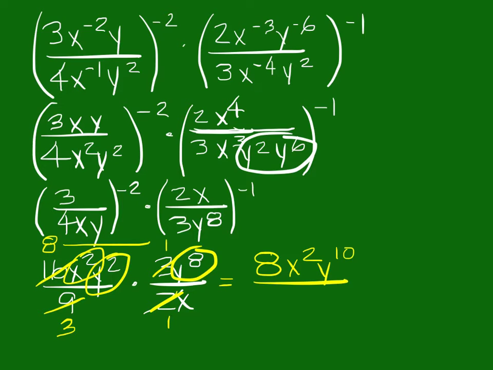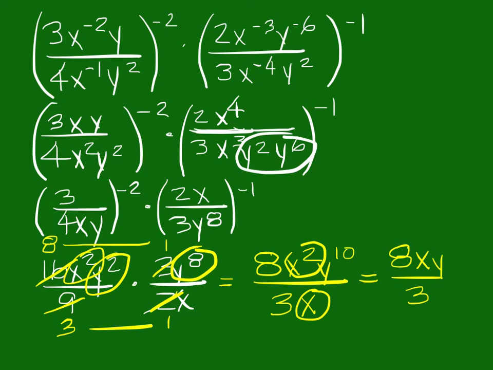On the bottom you have 3 times 1, and you do have an x, which means you're going to have to simplify that. X to the second over x leaves you with just an x on top. Your 8, 3, and y to the 10th stay where they are at.